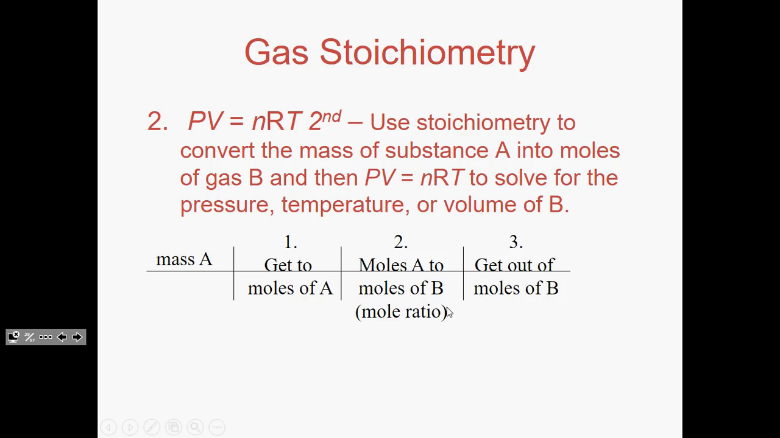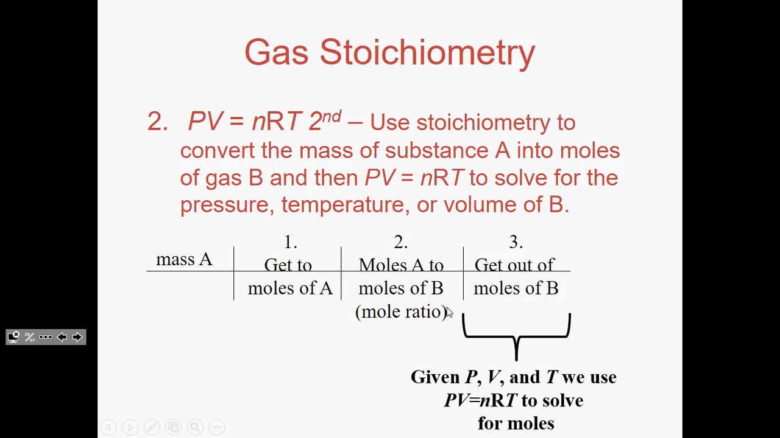Now, the other type of gas stoichiometry situation is when they typically give us the mass and they're asking us to find out moles of another substance B that's a gas. Well, what we can do is use PV equals nRT at the end to get to our temperature or volume or pressure of the other gas. So what we're going to do now is do PV equals nRT at the end.